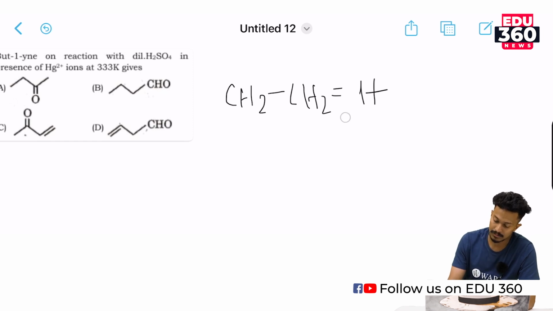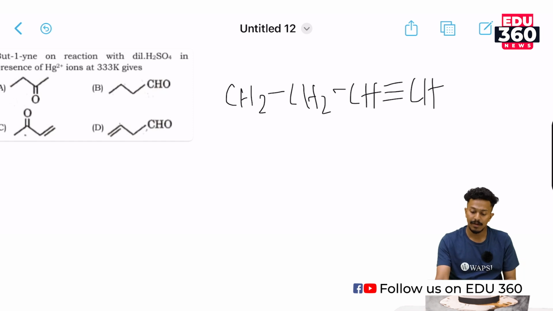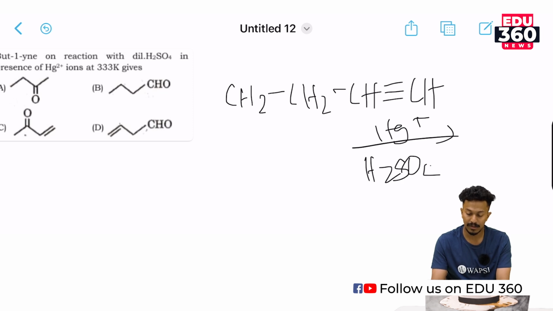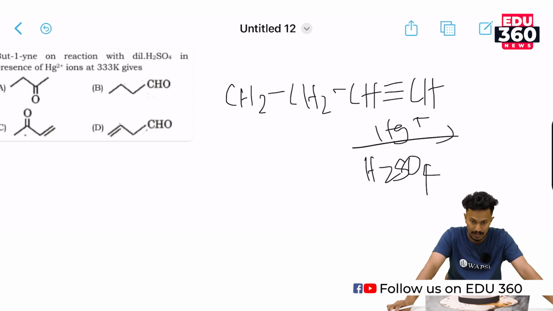One second. I have written it wrong actually. It's actually CH3CH2C triple bond CH. Am I right for this one? Yes, it's but-1-yne when treated with Hg2+ and H2SO4. What do you mean by this? This is an acidic hydrolysis or hydration reaction, right?